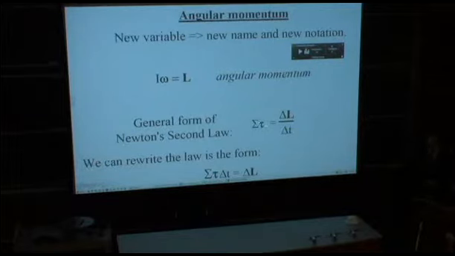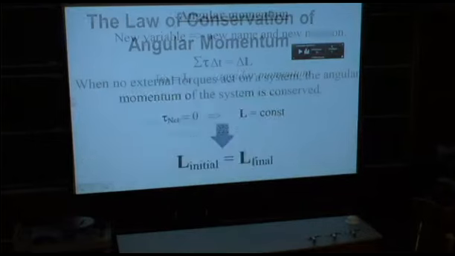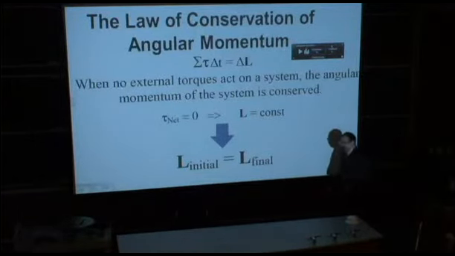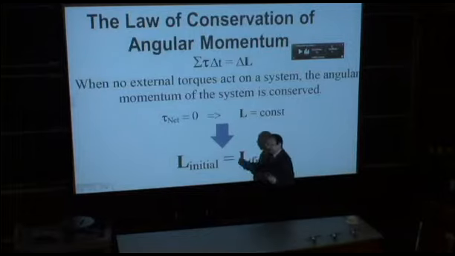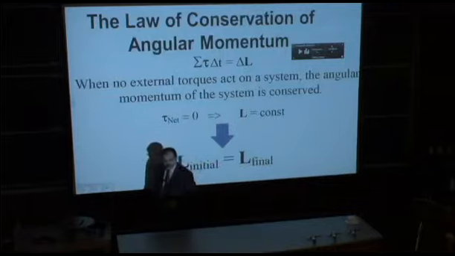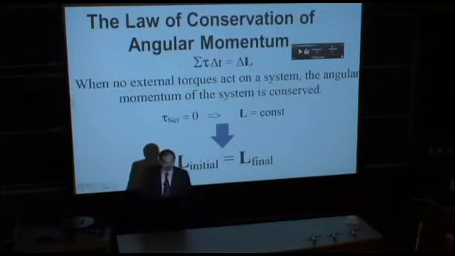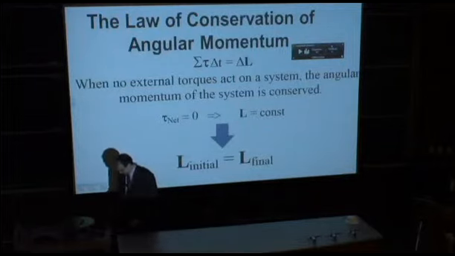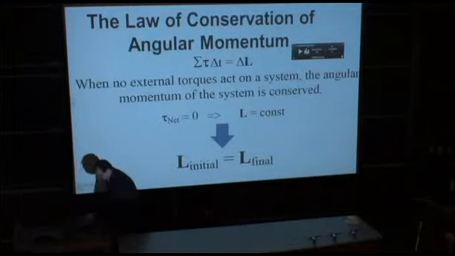So if net torque is not zero, the angular momentum changes. But if net torque is zero, the angular momentum doesn't change. That's it. So for collisions, for example, when net force is zero, the linear momentum of the whole system stays the same. Now we make exactly the same conclusion for rotational motion.